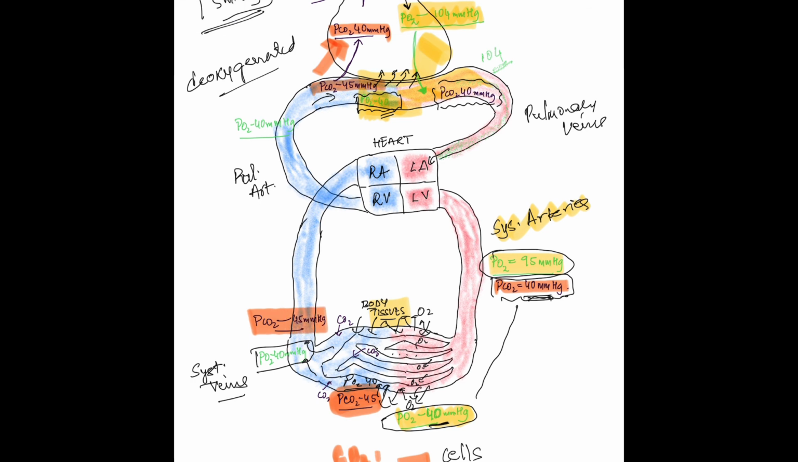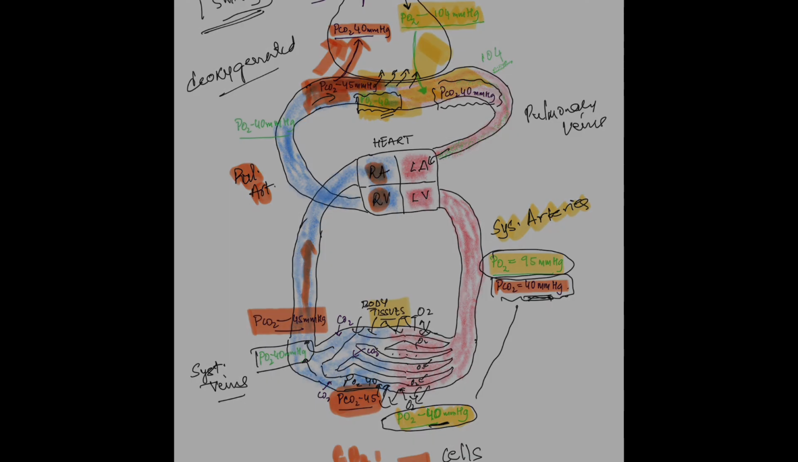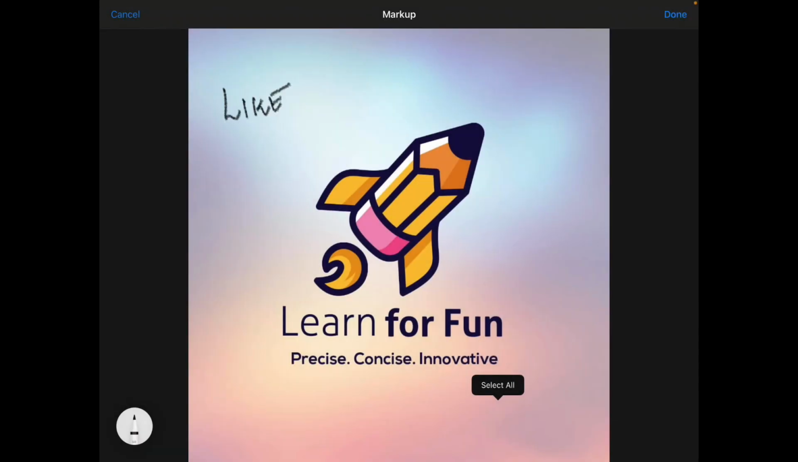This deoxygenated blood then reaches the right side of the heart, and through the right ventricle it reaches the pulmonary artery and eventually the pulmonary capillaries. Therefore, PCO2 of the deoxygenated blood reaching the pulmonary capillaries is 45 millimeters of mercury, and because of the concentration gradient, carbon dioxide diffuses in the alveoli again and is then expired out from the body. So this finishes exchange of gases.